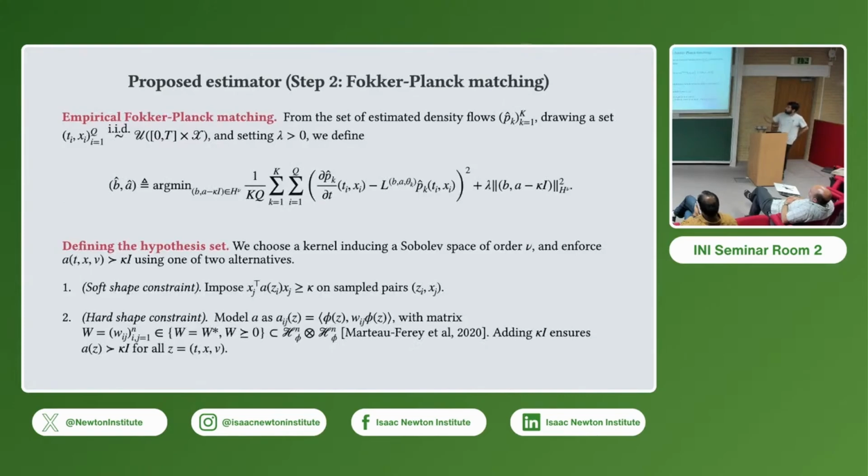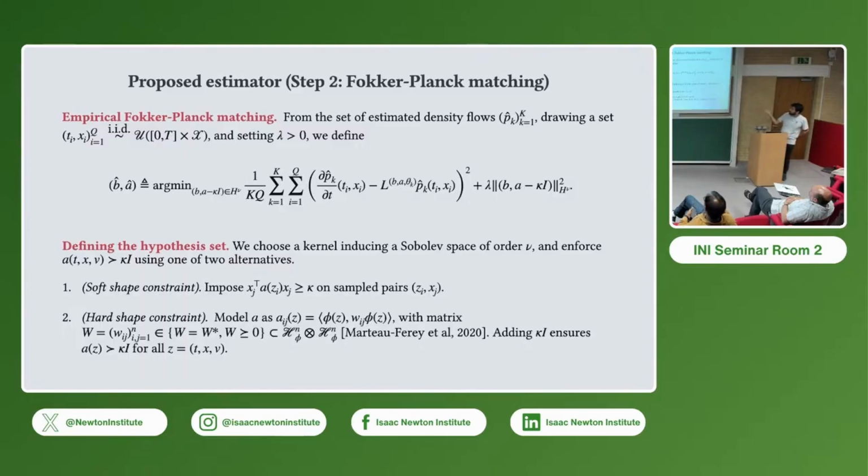And then I solve this problem, which is the empirical version of the L2 problem that I already mentioned. So it's an empirical Fokker-Planck matching. In an intuitive way, I try to find coefficients that explain well the behavior for the K controls that we observed.